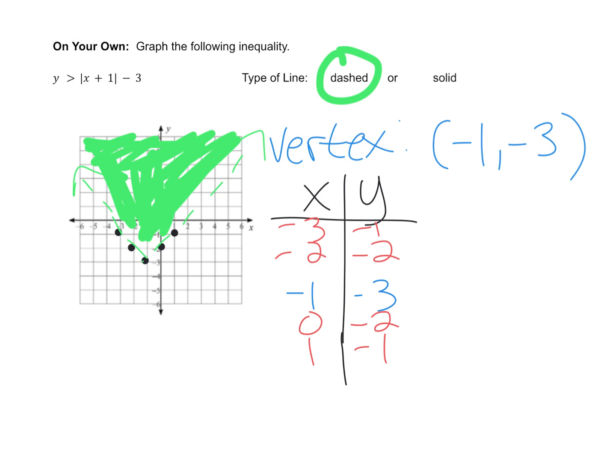If I had chosen to use a test point and I used my point 0, 0, I would have gotten 0 is greater than -2, which is a true statement. So I would have shaded inside the V because inside the V is where the point 0, 0 is contained.